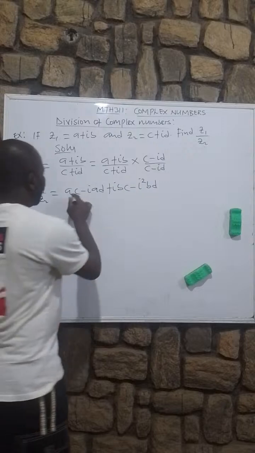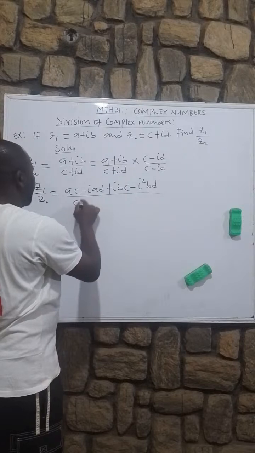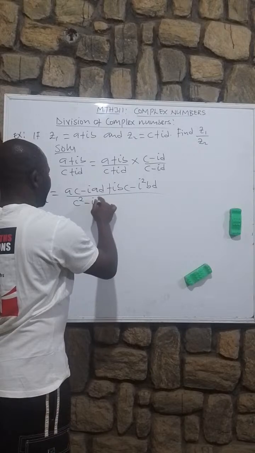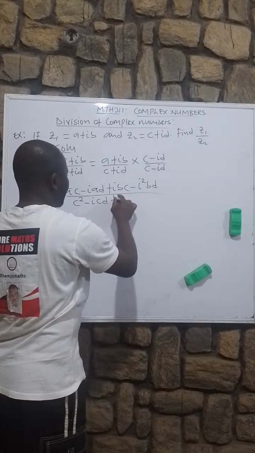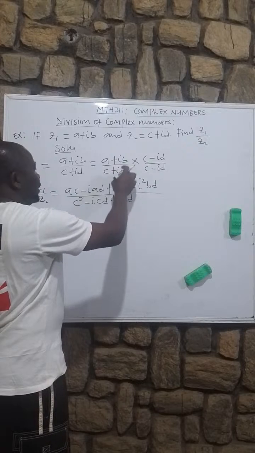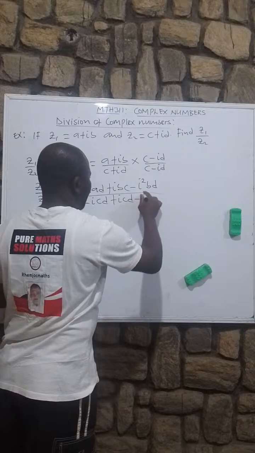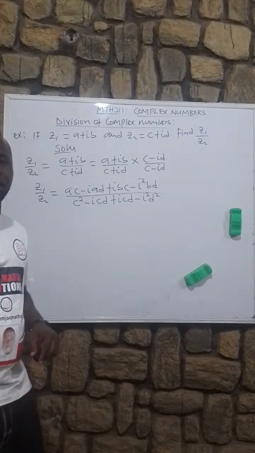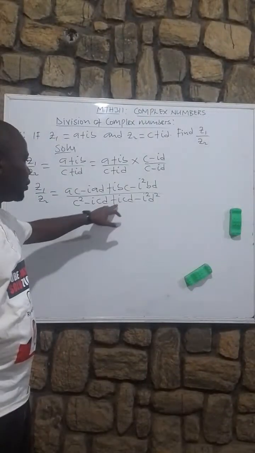Then all over the same way, c times c, c square, c times minus id, minus icd. Then plus id times c, plus icd. Then plus id times minus id, minus i square d square. True or false? Do you have any question here at this point before I proceed?